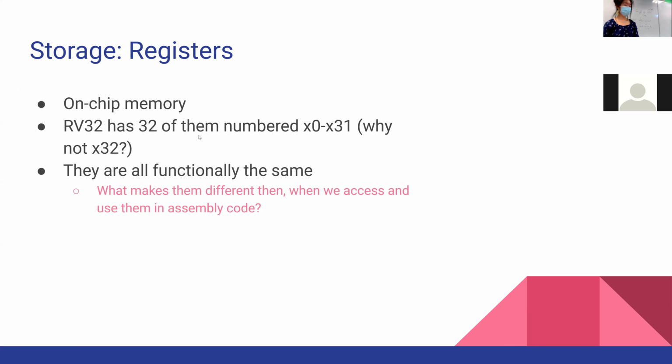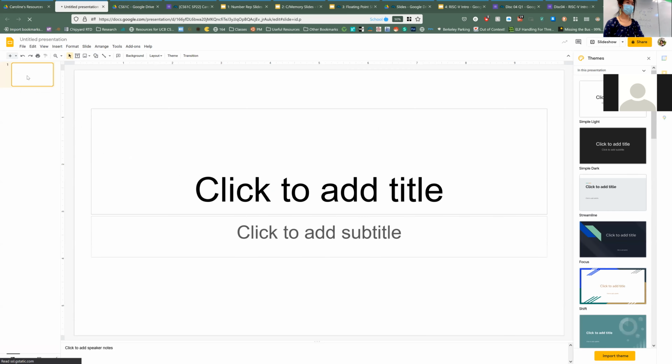So, okay, I guess this is a question then. What makes them different when we access and use them in assembly code? I guess I spoiled it a little bit earlier, but does anyone want to take a shot at answering it? So if they're all structurally the same and they're all basically copy paste of the same hardware, how can they be different? Is the what? Sorry. The purpose, yeah.